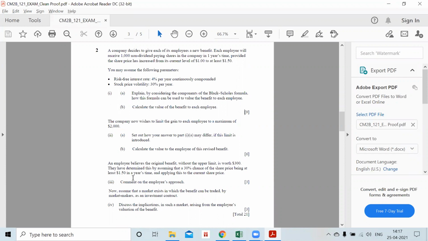An employee believes the original benefit without the upper limit is worth $300. They have determined this by assuming a 30% chance of the share price being at least 1.50 in a year's time, and then applying this to the current share price. Comment on the employee's approach. So the employee is saying that the original benefit without the upper limit is 300. Okay, they have determined this by assuming the 30% chance of the share price being at least 1.50 in a year, and applying this to the current share price.